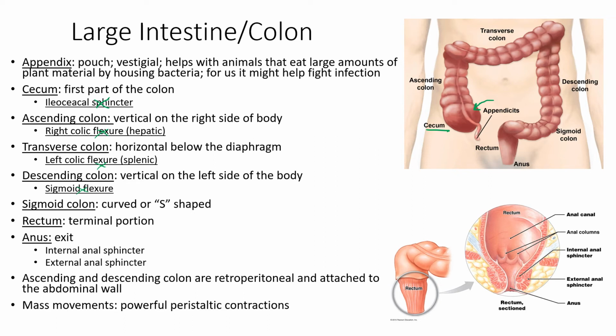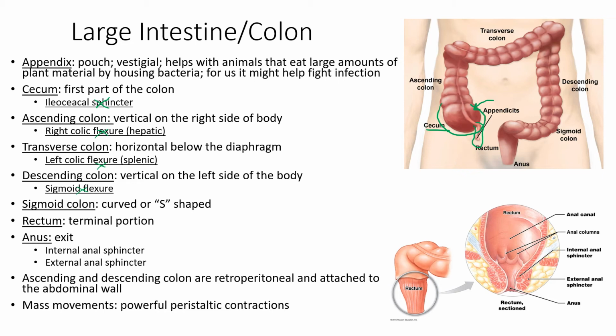The appendix is going to be this little worm-like structure that is coming off the end of the cecum, so this big projected portion of the large intestine. You've probably heard of the appendix. I have mentioned it in this lecture already. What the appendix is, it is a pouch. It is vestigial, so you don't need it.